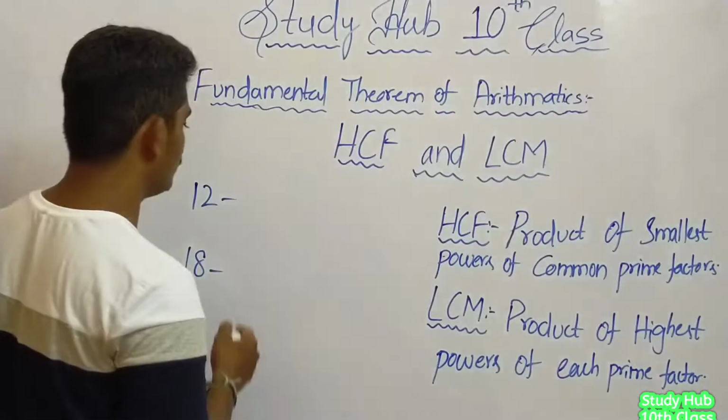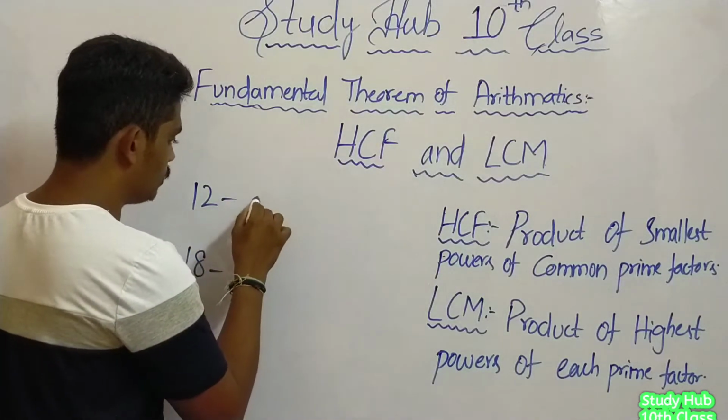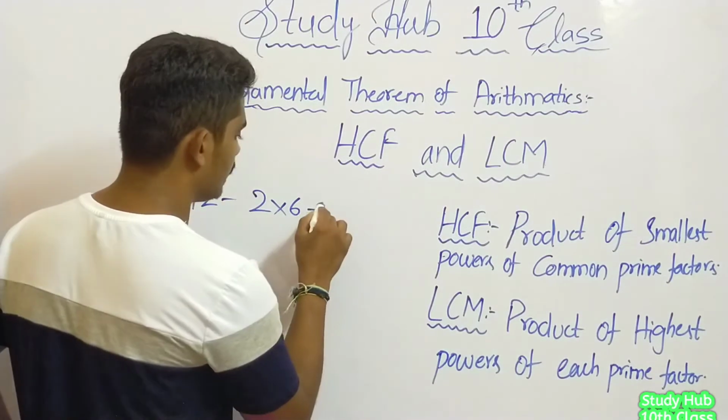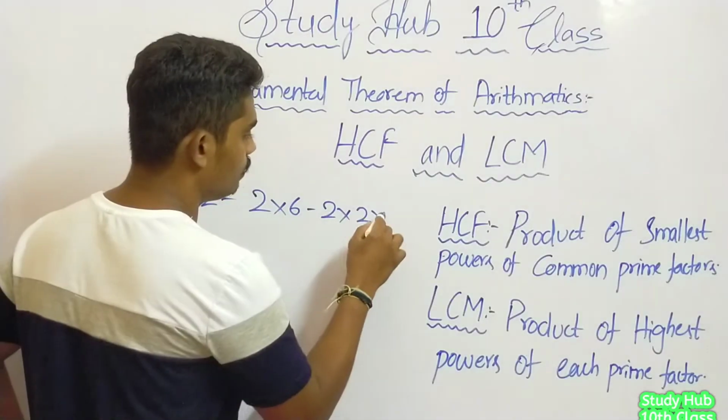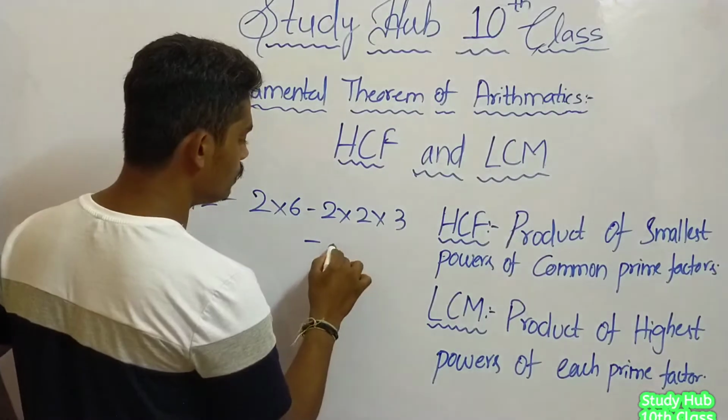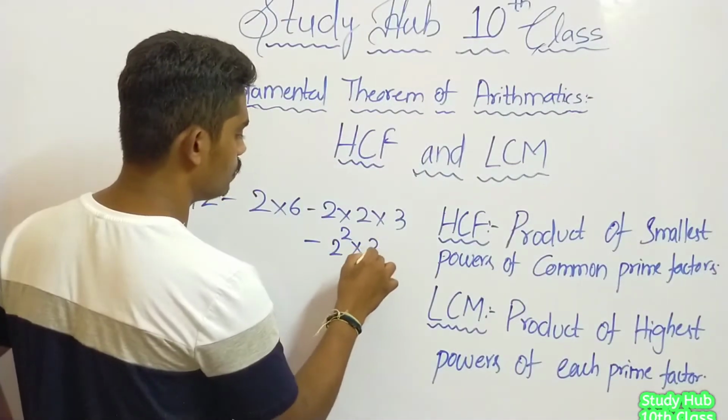So 12, how can we reduce it first? 12, 2 into 6 I can write, and 6 as 2 into 3. 2 2s are 4, 4 3s are 12. So this is 2 into 2, 2 square into 3.